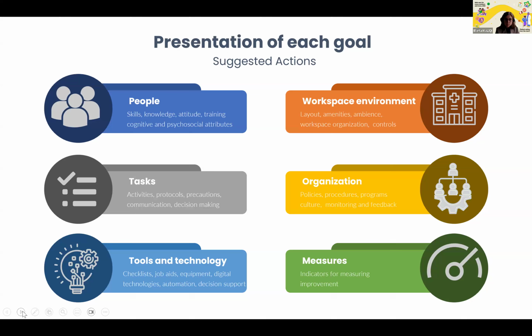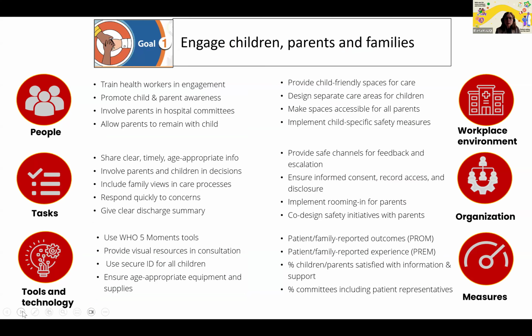So people, what is it that people need to do, what the healthcare workers have to do, the skills, knowledge, attitudes, training that they need to have in place to deliver on those 5 goals, the tasks that they have to undertake, them and their institutions, the tools and technology that is needed to support them, the organization of the workspace environment in order for them to deliver safe care, the organization capacities and characteristics that facilitate that care, and finally, how to measure.